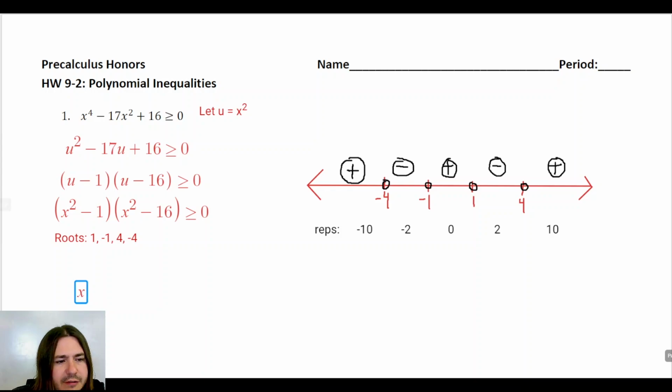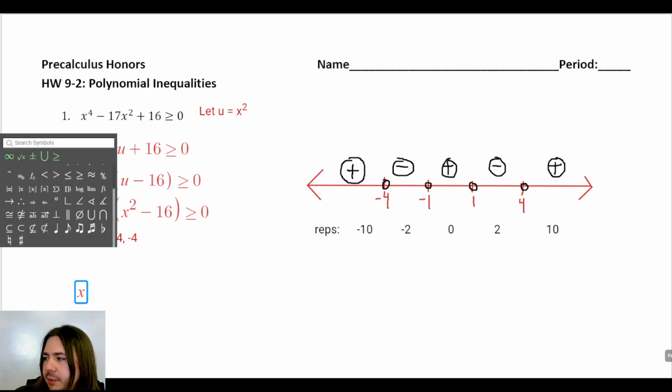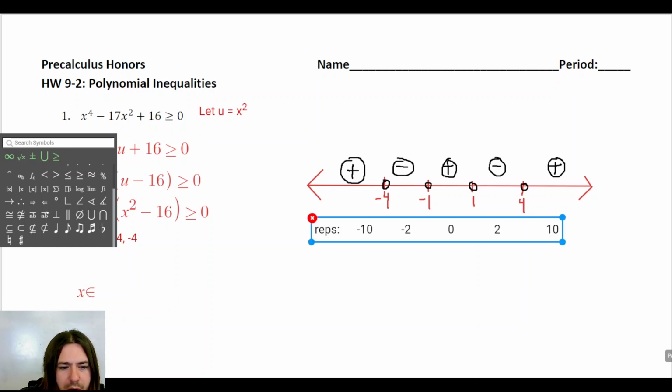an element of, and I think I was having trouble with this on the, I want to say, hold on, let me pause this real quick. All right, there we go. So this is the element symbol.